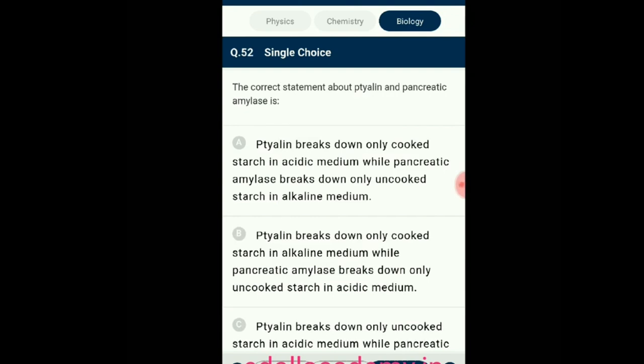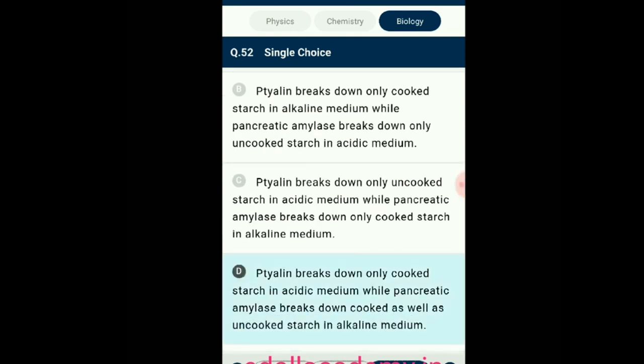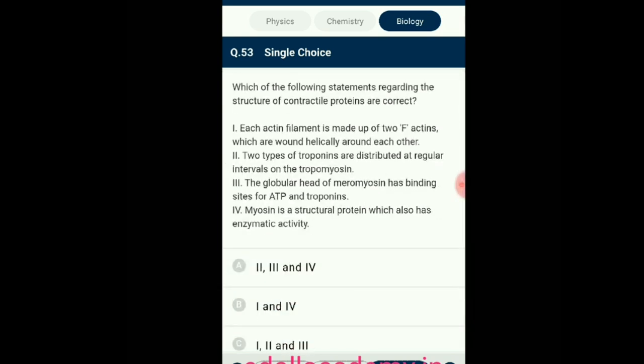Question number 52. The correct statement about ptyalin and pancreatic amylase is: ptyalin, salivary amylase produced by parotid glands, breaks down only cooked starch at pH level 6.8, whereas amylopsin, pancreatic amylase, breaks down cooked as well as uncooked starch at pH level 7.8. So the answer for this question is option D. Ptyalin breaks down only cooked starch in acidic medium, while pancreatic amylase breaks down cooked as well as uncooked starch in alkaline medium.